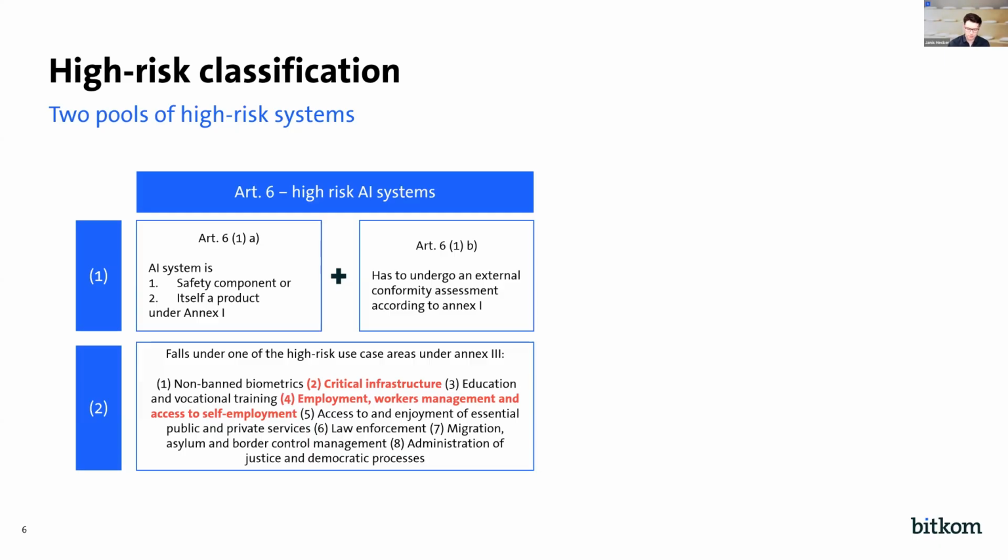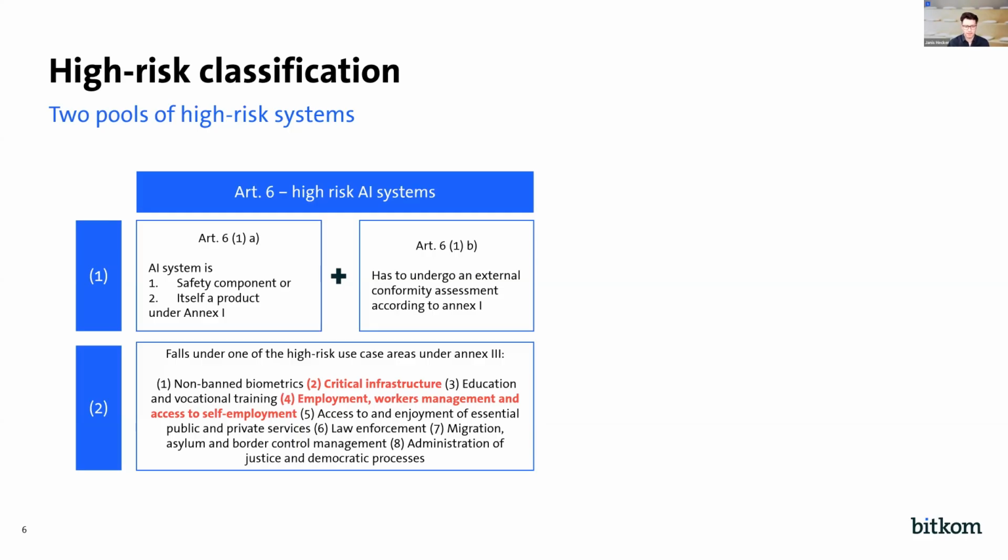Just to let you know, probably most systems relevant for the energy sector do not fall into this pool. However, the pool that is particularly relevant to the energy sector is this pool of systems that includes the use cases specified under Annex 3. And in there is critical infrastructure, which also includes many use cases in the energy sector, but also the use case area of employment, workers management, and access to self-employment, where there are also many high-risk systems.